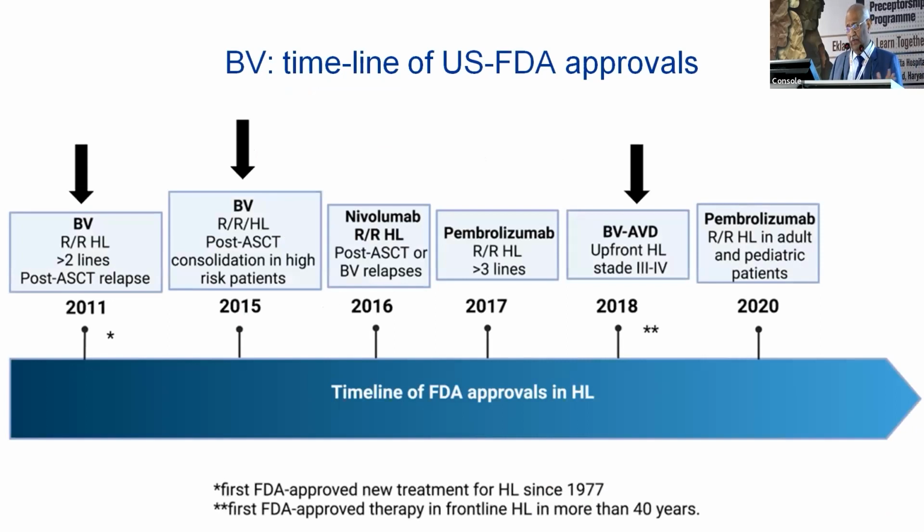So this is a sort of timeline of US FDA approvals, which includes not only brentuximab, but also the checkpoint inhibitors. But the arrows today point out what have been the approvals for brentuximab. The first arrow tells you about the previous slide, go in the reverse order, relapse refractory Hodgkin lymphoma, more than 2 lines, post autologous transplant. And the second arrow tells you about brentuximab, relapse refractory Hodgkin lymphoma, post ASCT consolidation, because they were high risk, and we defined that high risk. And the last arrow tells you about the upfront approval of Hodgkin lymphoma, which is stage 3.